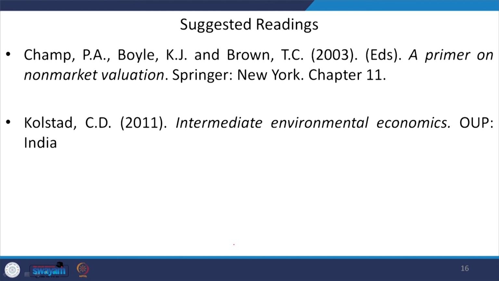So, that is all about the cost of illness approach, and these are the suggested readings that you must go through. This is chapter 11 of the same book, A Primer on Nonmarket Valuation. And for beginners, you can start with the Intermediate Environmental Economics book by Kolstad.